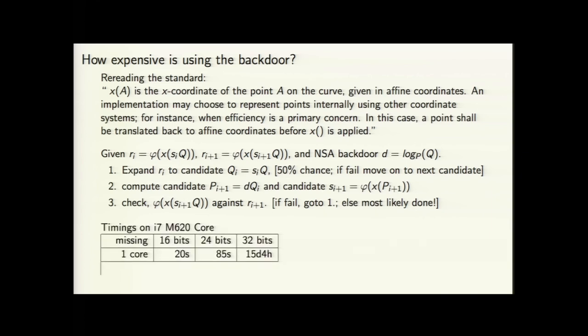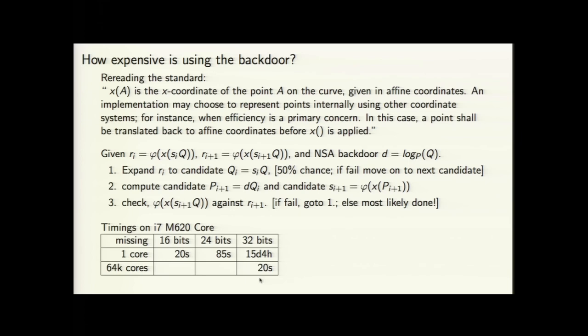Now we implemented this, and on a single core, on a fairly recent processor, it takes 20 seconds to go through all 16 bits. If you removed more bits, say 8 bits extra, then it takes 85 seconds, which is still pretty doable to check all of them, but if you remove like 32 bits, then it starts being painful. But the NSA has a few more than just one core. So if you throw like 64K cores at it, then you're down to 20 seconds.